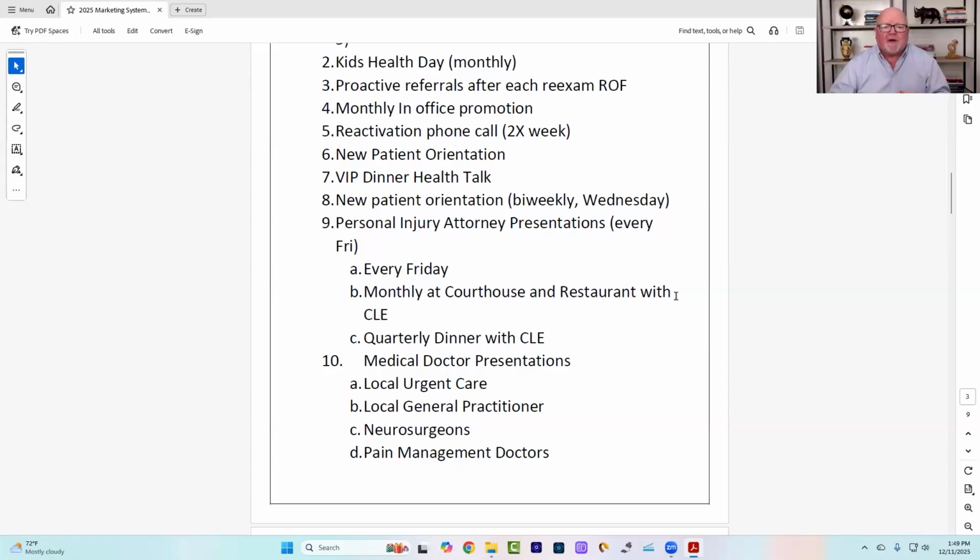So if you were going to do the monthly courthouse dinner, a free dinner with one continuing legal education, you'd market it. They would know, hey, the first Friday of the month, there's a free dinner with continuing education hours at this restaurant right around here that they're familiar with, that they eat at all the time. Just consistency. You'd collect their names and then you just keep marketing it.